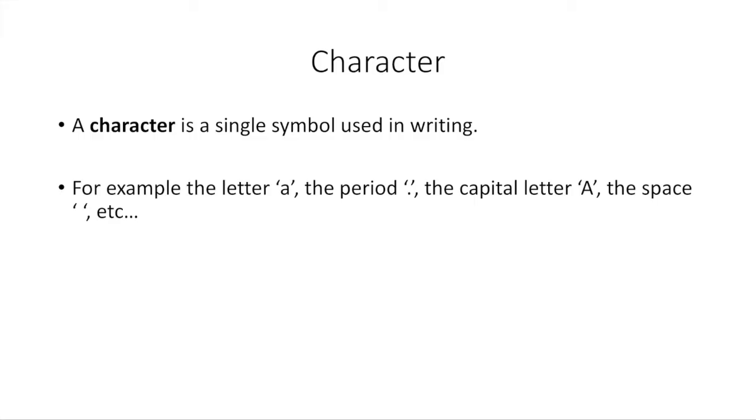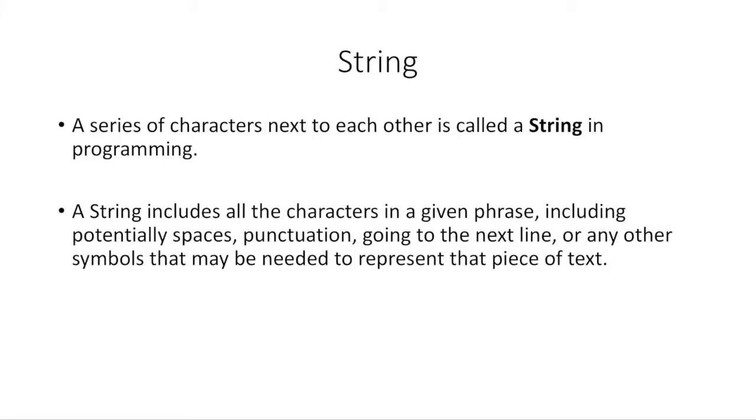So first of all, a character, just as a reminder, is a single symbol used in writing. For example, the letter A, the period symbol to end a sentence, the capital letter A, the space, etc. Representing a space would be a character. And a series of characters next to each other, we call that a string in programming, because it's just one character after the other. We say it's a string of them, a series of them.